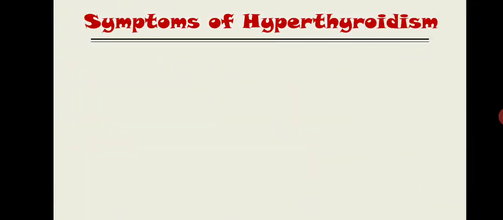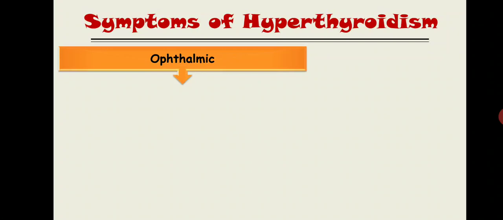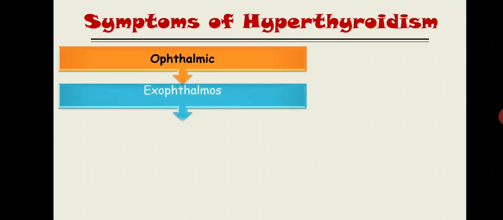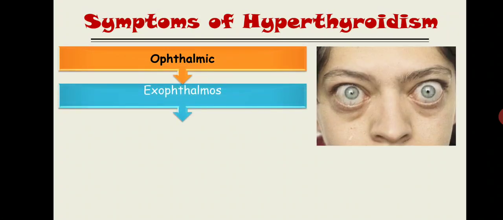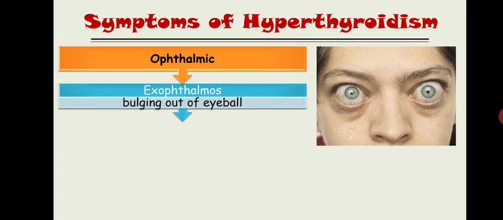Some specific symptoms of hyperthyroidism are ophthalmic symptoms. You might already know there is a condition known as exophthalmos. Now what is exophthalmos? The same thing that is shown in this picture. It is the bulging of the eyeball, right? Now why is there a bulging of the eyeball? Because of the edematous swelling of the retroorbital tissue that is present behind the eye, obviously, right?